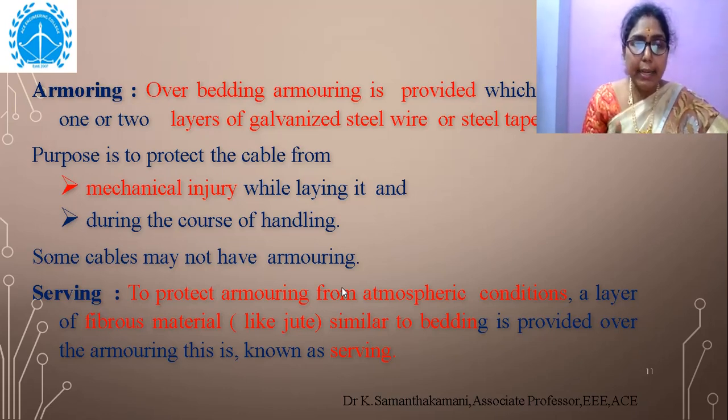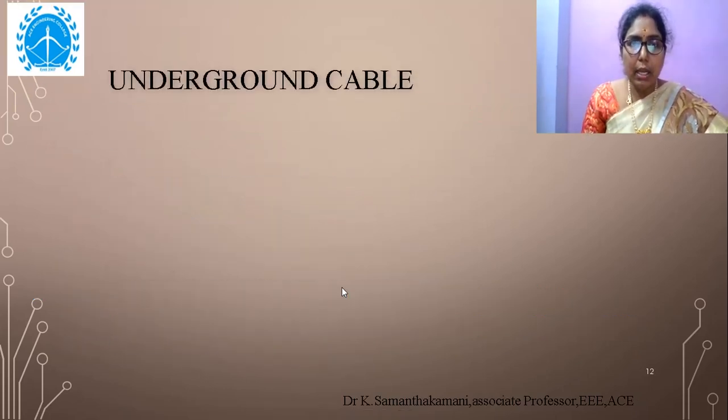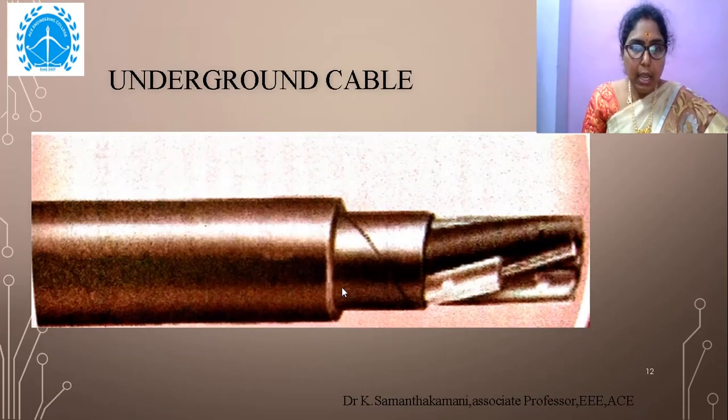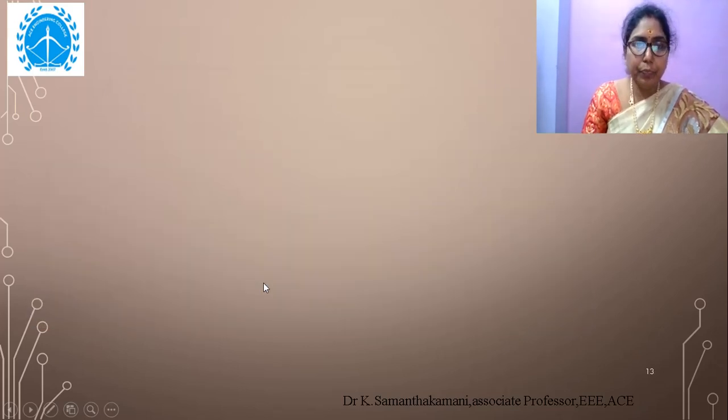So bedding, armoring, serving are the different layers which are provided over the cable. Depending upon the voltage requirement of the cable, these may be completely used, or there may be a difference in the layers of the cable you have considered. This is about the construction of the cable. And here you can see how the underground cable will be. You can find the core actually, and over that there is an insulation and other layers also, which you can observe in this diagram.